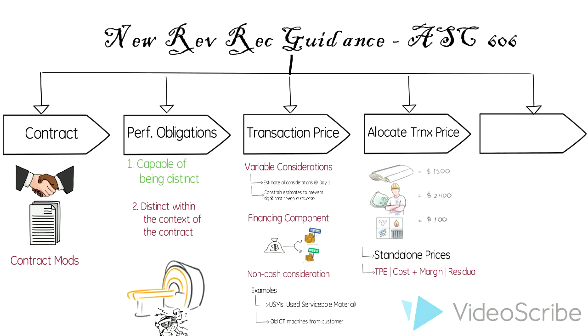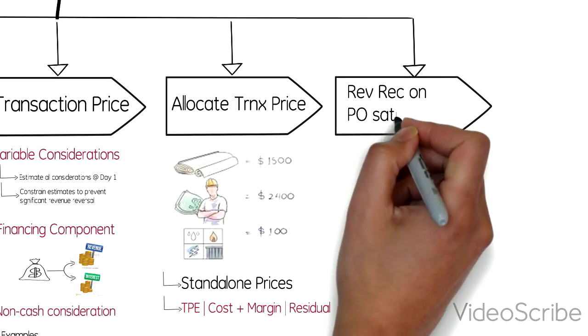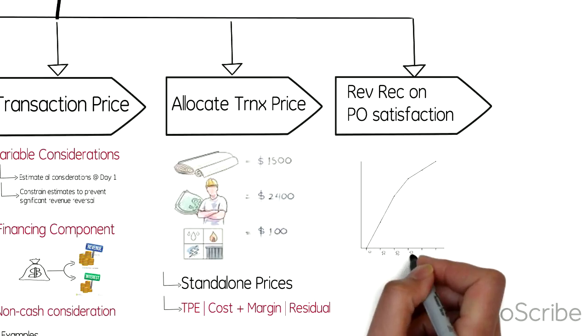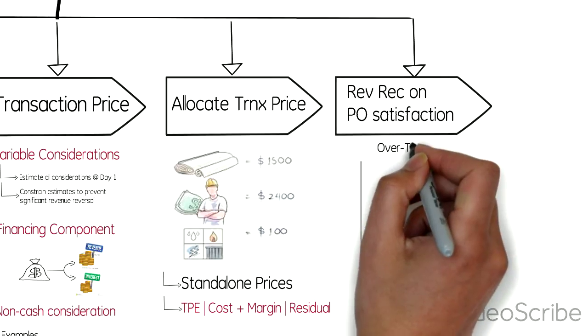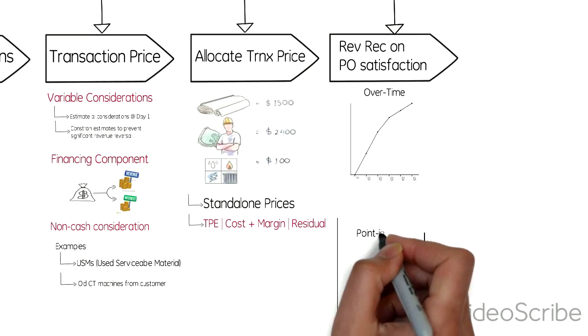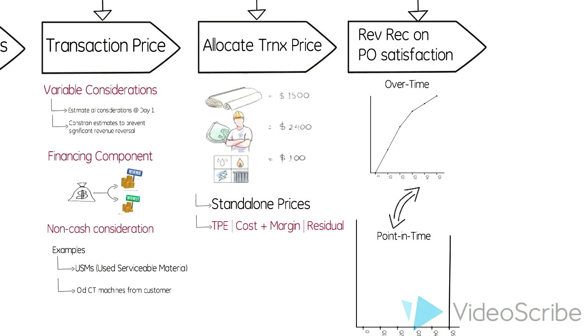And finally, step number 5. Recognize revenue when or as the entity satisfies a performance obligation. This entails determining whether the performance obligation will be satisfied over time or at a point in time. The new set of criteria for over time might move some products from one category to another.